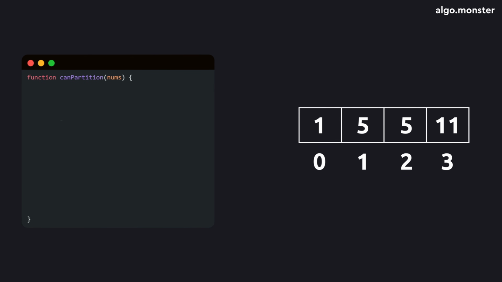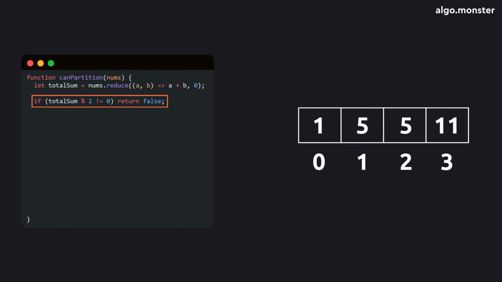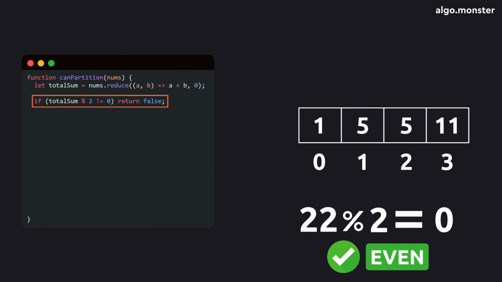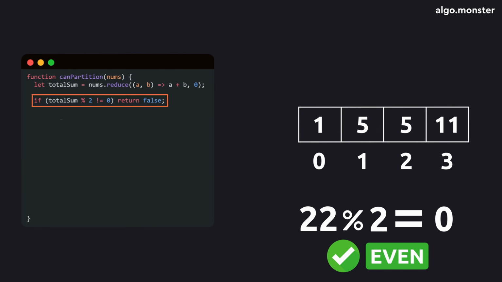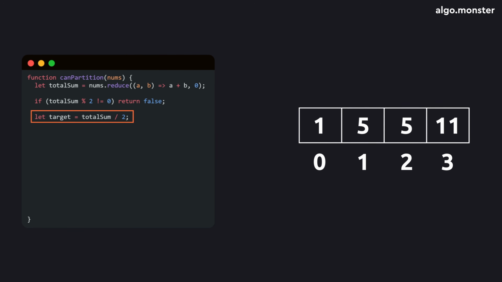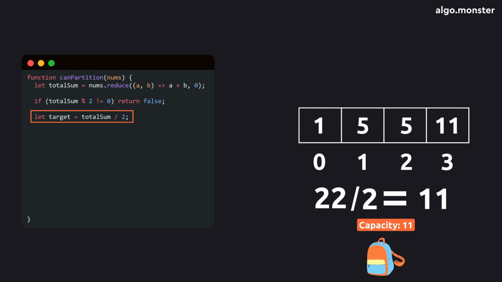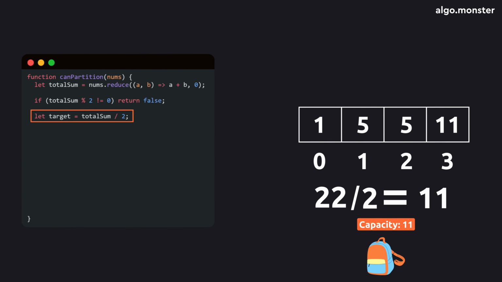Now let's write the code to make sure everything is clear. First, we compute the total sum of all elements in the array. Then we check if the sum is odd, we immediately return false. It can't be split into 2 equal parts, so we can't have 2 equal backpacks. Next, we divide the total sum by 2. This is our target sum. You can think of it as the capacity of one of the 2 backpacks we want to fill.